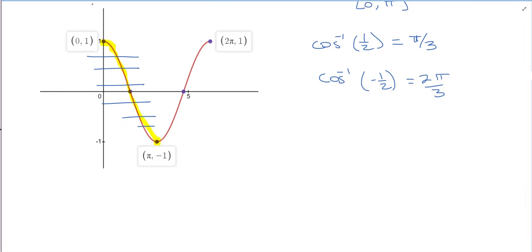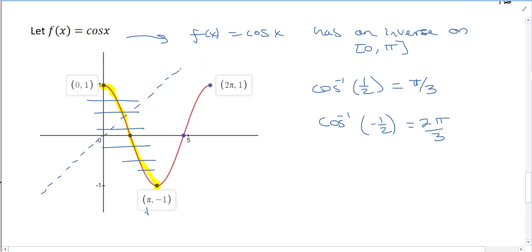You can graph an inverse by reflecting it along the line y equals x. So if you try to reflect this graph along y equals x, you will get the graph of cosine inverse. And notice that pi, the approximation is 3.14, right? So if I wanted to reflect this point, pi, negative 1, along this, it will end up being over here. So remember for inverses, if your f takes x to y, then f inverse takes y to x.